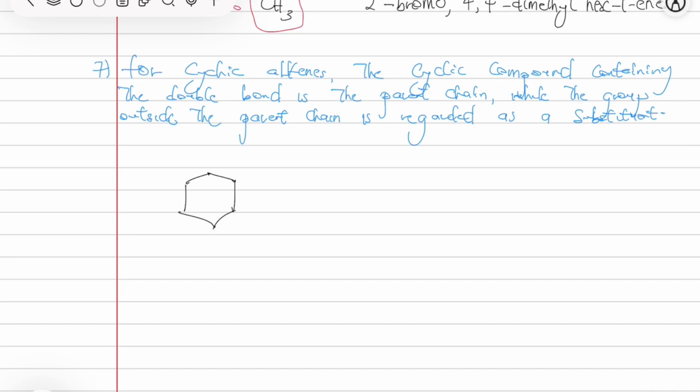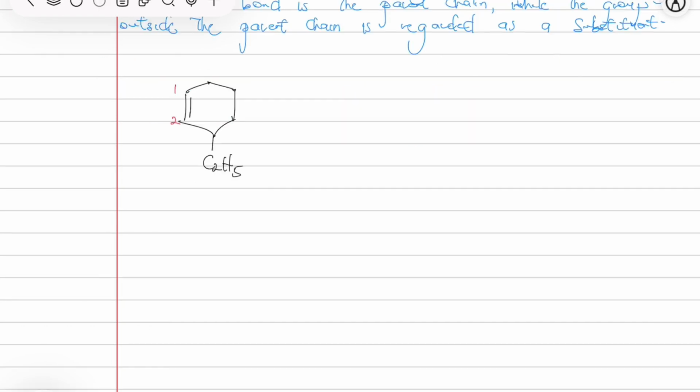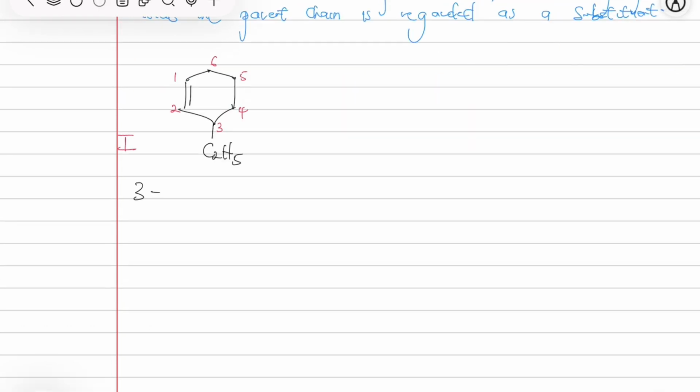For compound I, as an example, this compound is named as 3-ethyl cyclohexene. It is 3-ethyl because the ethyl group is a substituent on the parent chain, which is a cyclic compound containing the double bond. It is 3-ethyl because the substituent is at position 3 of the parent chain. Then the parent compound is cyclohexene because this is a 6-membered ring containing the double bond. Therefore, the correct nomenclature of this compound is 3-ethyl cyclohexene.